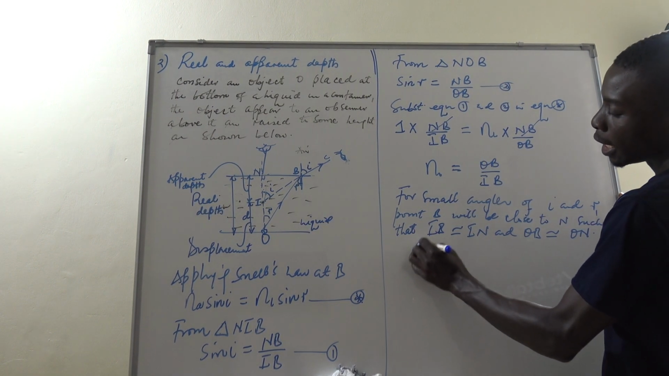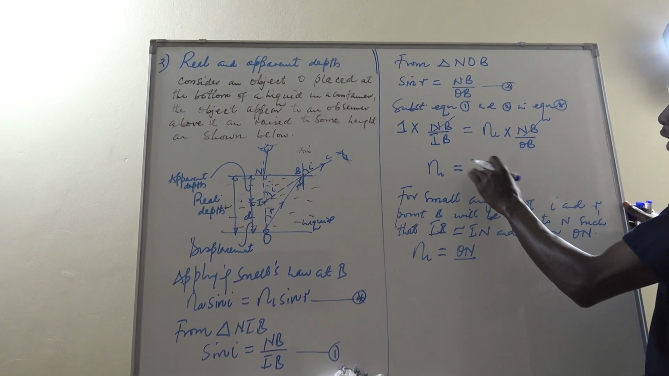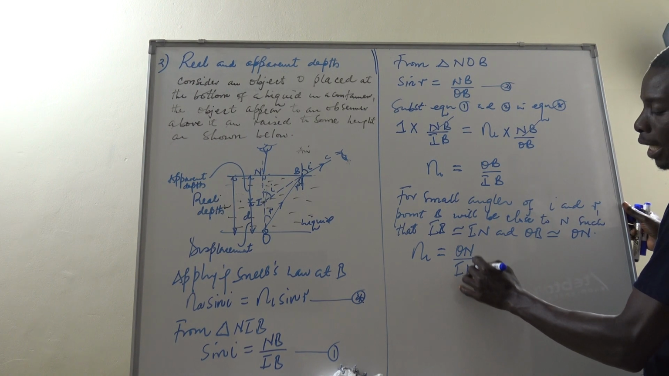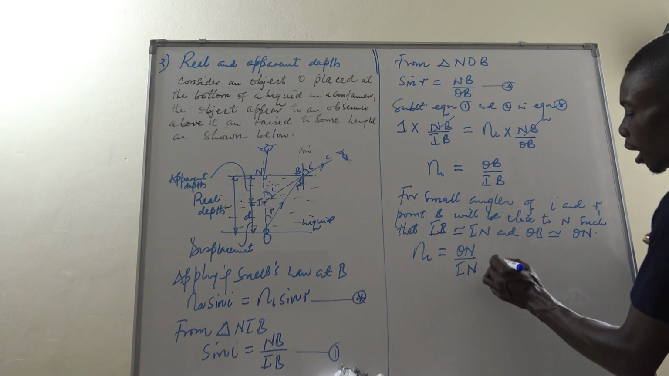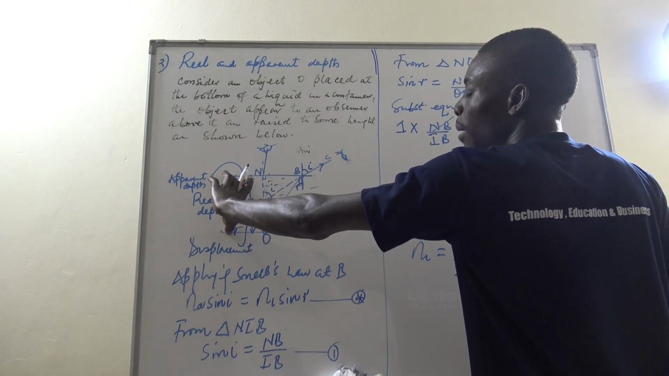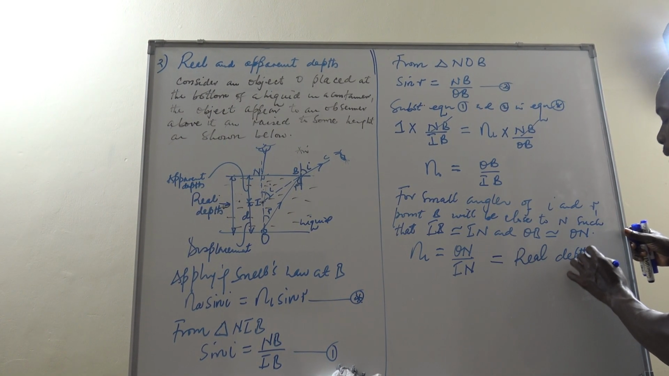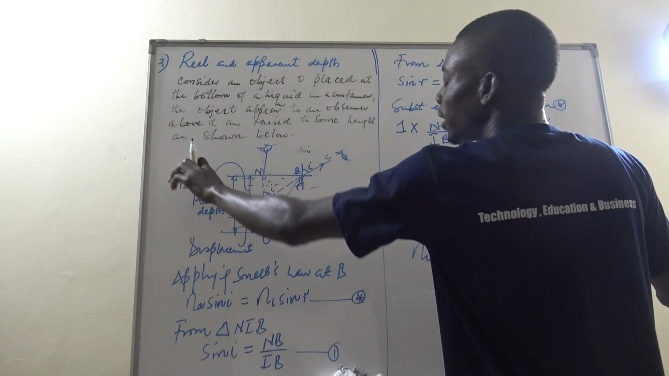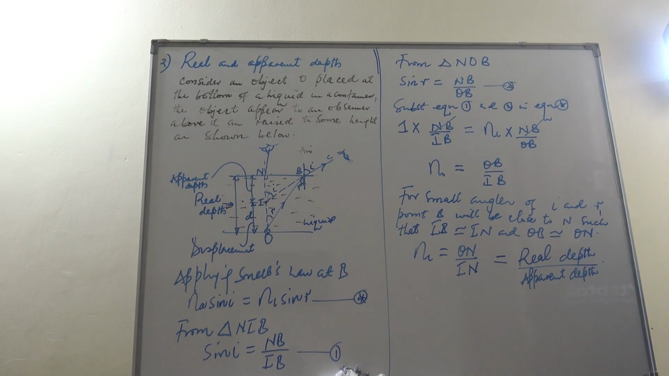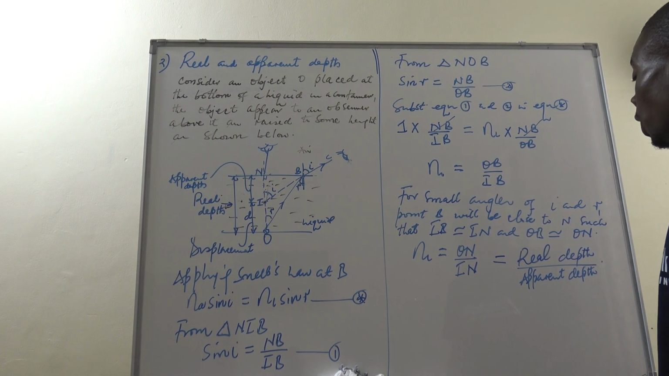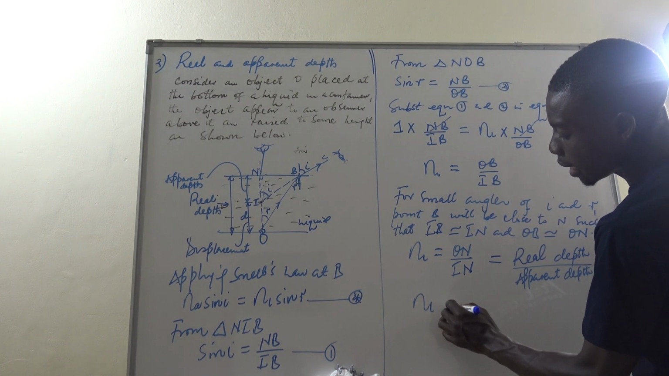So if that is true, we'll say N_L is equivalent to OB, but OB is the same as ON, divided by IB, which is the same as IN. Now, ON out of IN. What is ON? ON is this, and we have already said it is what we are calling real depth, divided by IN. IN is the apparent depth. So it is very clear that the refractive index of a liquid can be real depth divided by apparent depth. So I can now continue and say N_L equals real depth.